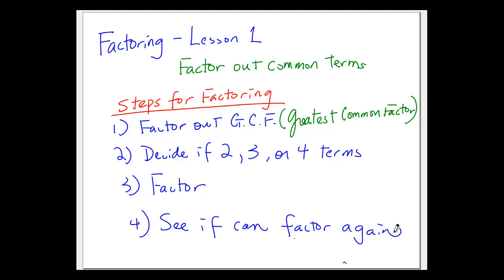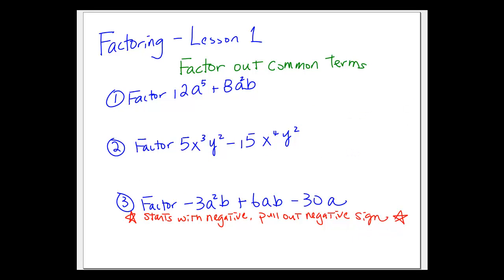For 2 terms, we will show you later on, you can use special cases to factor it. For 3 terms, we will use the AC method. And for 4 terms, we will factor by grouping them in pairs. After you decide, you go ahead and use the certain way to factor it. And after you factor it one time, you want to double check and see if it can be factored again. So the first lesson is factoring the common term.